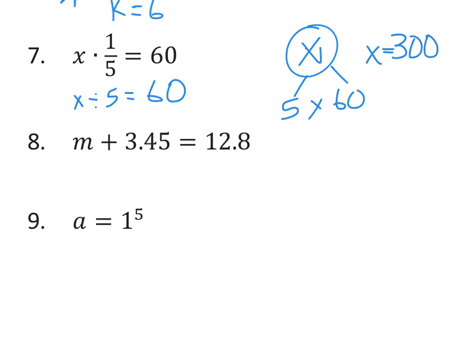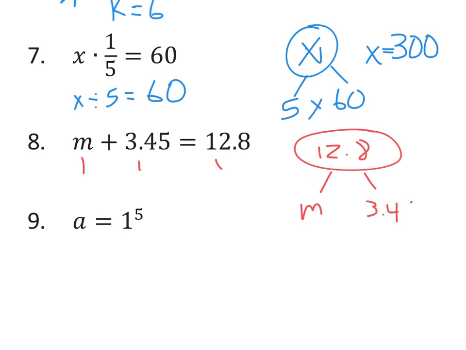For number 8, it's just a simple question, and we just happen to have decimals, but that shouldn't change the process we work to do it. We have our parts over here and our whole over here, so 12.8 would be our big part of our model, and then m and 3.45 would be our parts. So what would I do to find my m using 12.8 and 3.45? I would subtract them. I take my whole minus a part, I get a part.